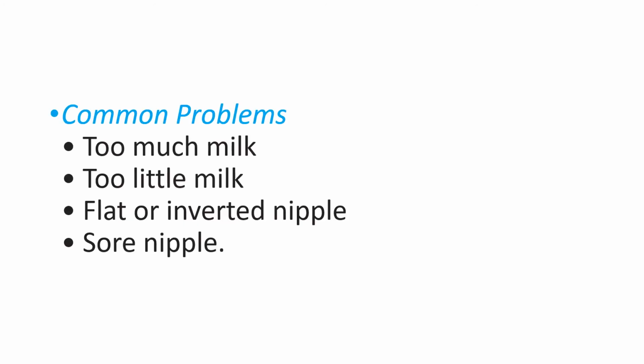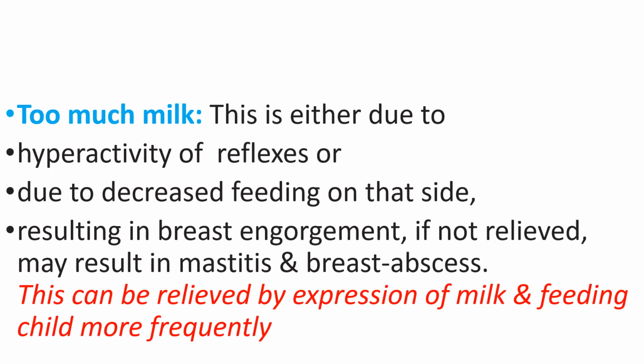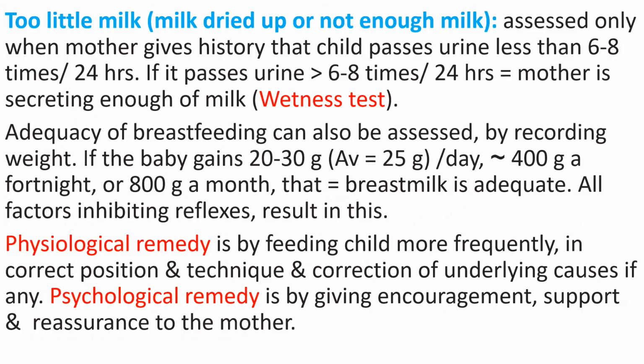Breast problems. First, what are the common problems? Too much milk, too little milk, flat or inverted nipple, sore nipple. Too much milk: this is either due to hyperreactivity of reflexes or due to decreased feeding on that side, resulting in breast engorgement. If not relieved, it may result in mastitis and breast abscess. This can be relieved by expression of milk, we talked about it, and feeding child more frequently.